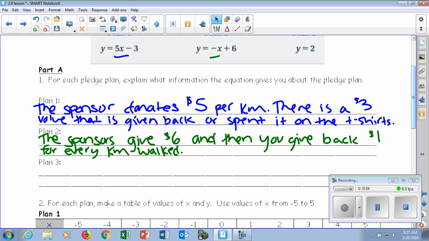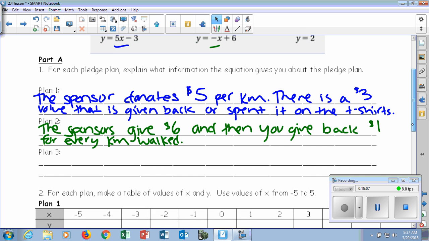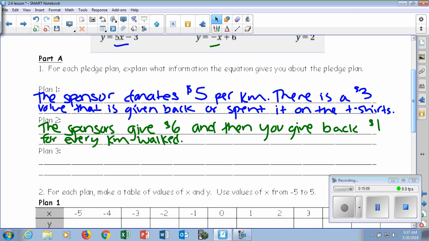Aiden, the last one, part 3. This one's a little trickier. It says y equals 2. Y equals 2. What does that really mean? Who gets $2? Yeah, the sponsor. Good job.